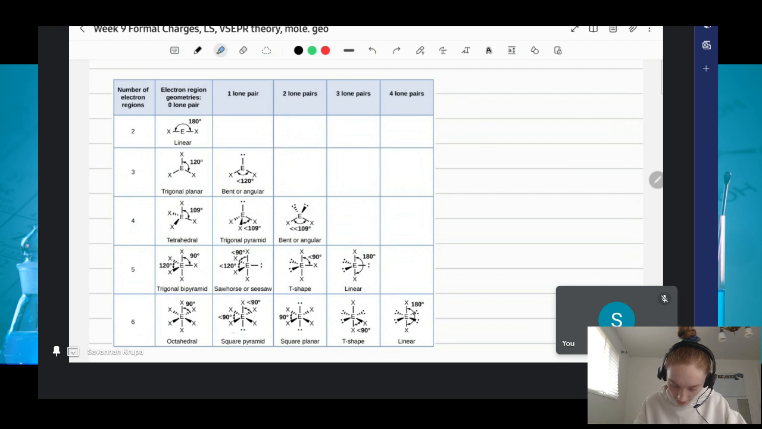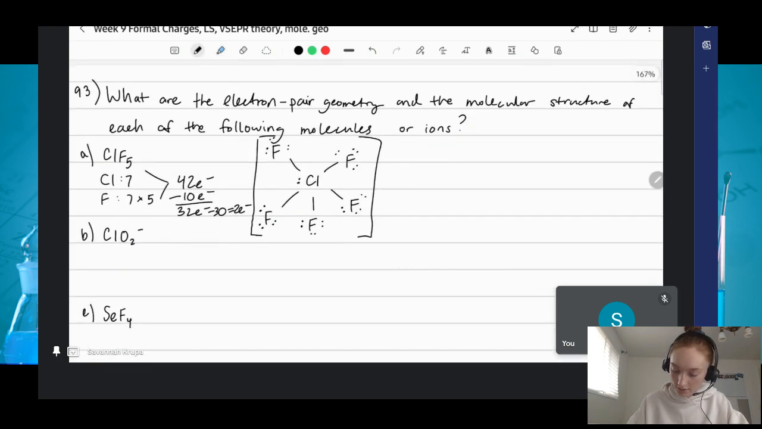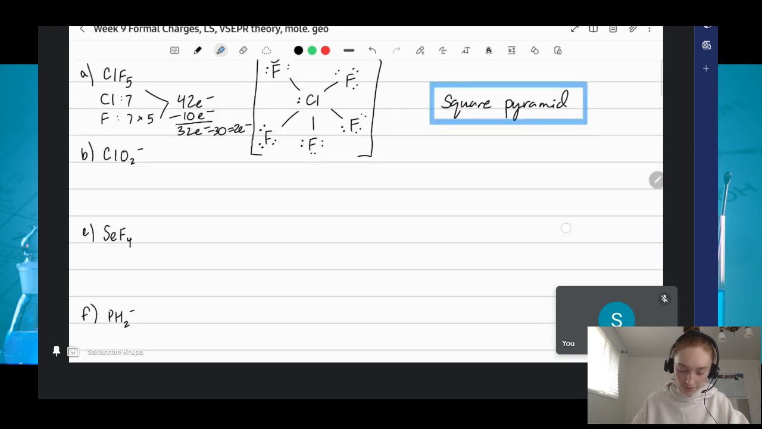So it looks like this one right here, the square pyramid, it has 1, 2, 3, 4, 5 bonds, and then it has 1 lone pair of electrons. So the answer for this one will be square pyramid for its molecular geometry. So that is the answer for this one, square pyramid. So that is the answer. So let's move on to 93B.